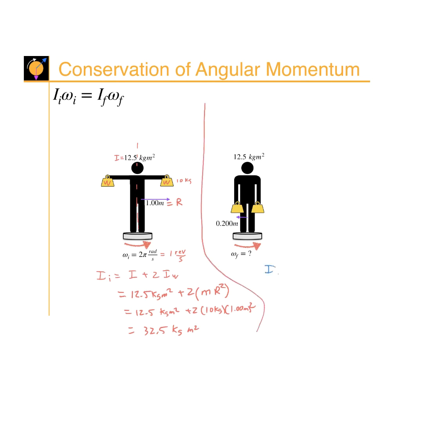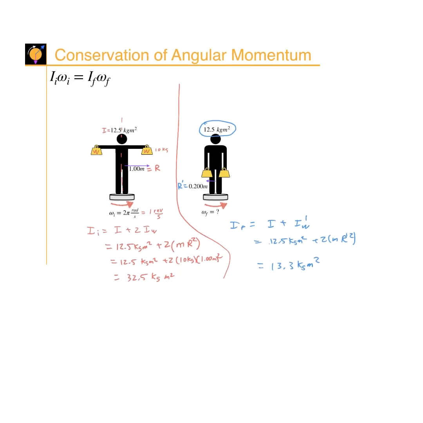What about the final situation? Well, it's similar, except instead of the 2 weights being 1 meter out, they are at r prime equals 0.2 meters out. We're going to assume that him moving his arms in doesn't change his moment of inertia very much. But now it's the new moment of inertia of the weights. So it's going to be 12.5 kilogram meter squared plus 2 times the mass times this new distance r prime squared. And when you work it out, that works out to only 13.3 kilograms meter squared. So the moment of inertia gets quite smaller when he does that.